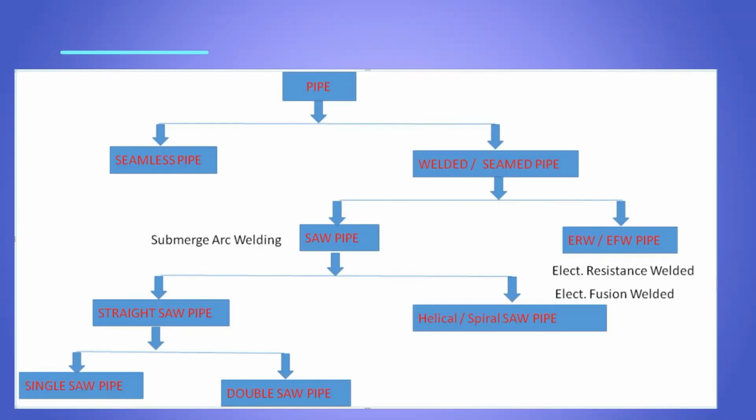FBW. Pipe classification. So pipe can be classified into two types, seamless pipe and seamed pipe or welded pipe. So seamless pipe is manufactured through dies and there is no weld joint in between the pipe. So it's seamless, like there is no seam or no welding on the pipe. That's why it is called seamless pipe.